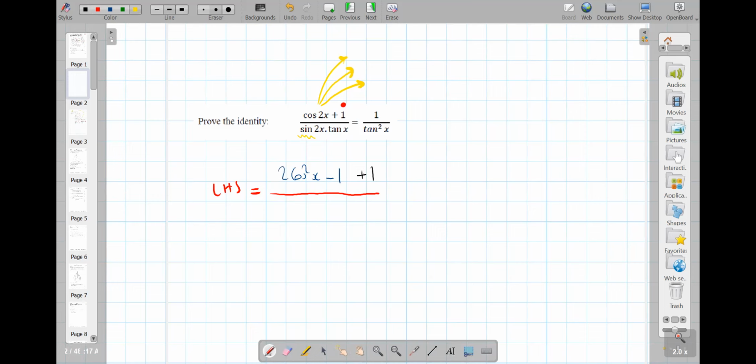So there is the sine double angle. We only have one thing anyway. So that's my cosine double angle. And in the denominator, what am I going to write? 2 times sine times cosine times what? Sine over cosine. Tangent is sine over cosine. Let's do that. Let's use that identity as well. Tangent is sine over cosine.